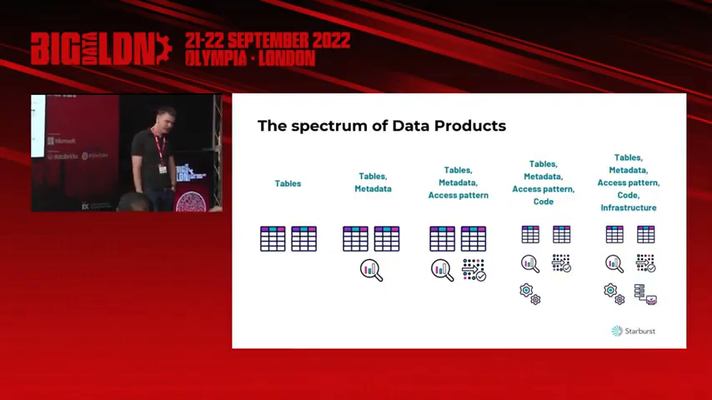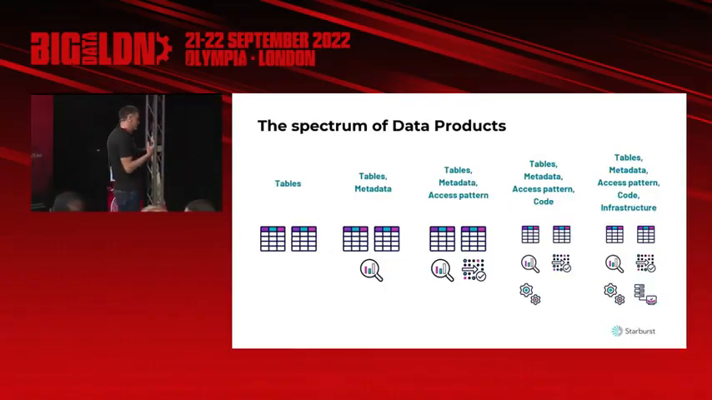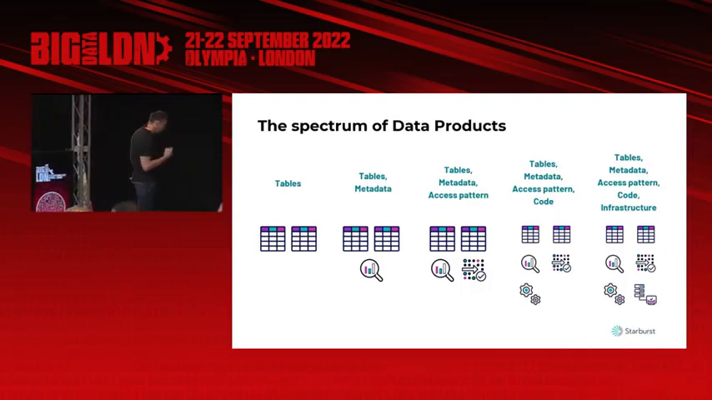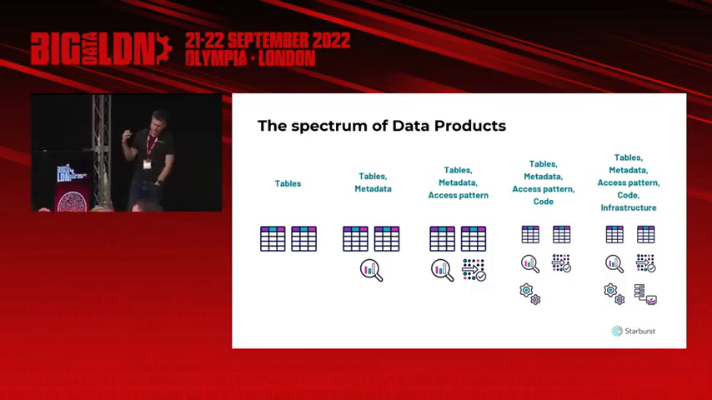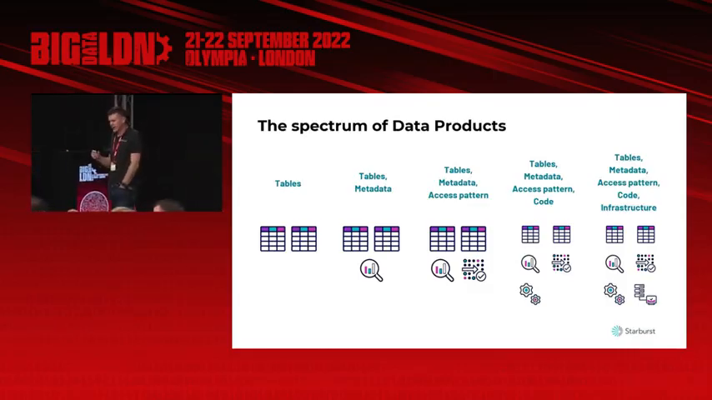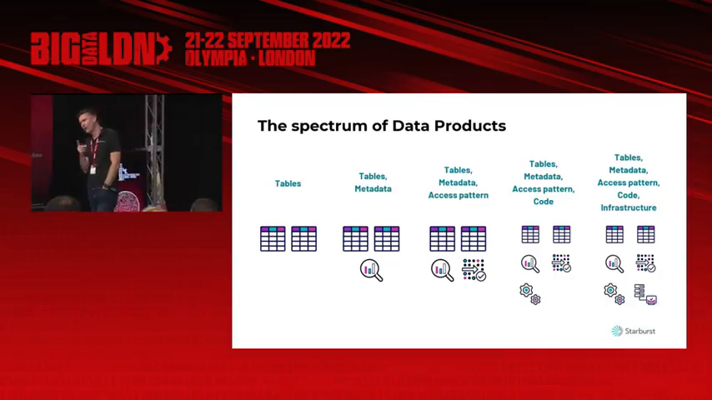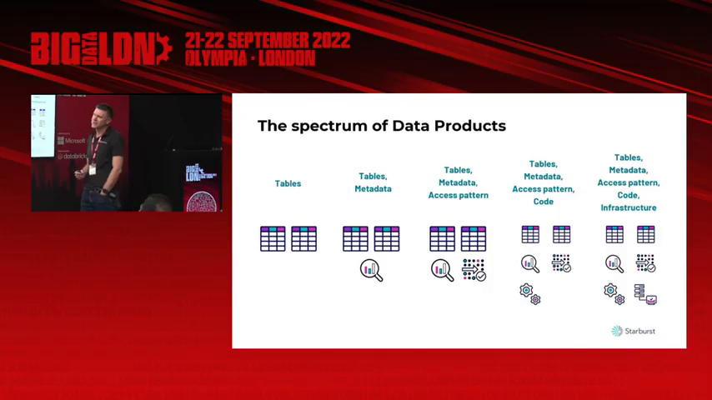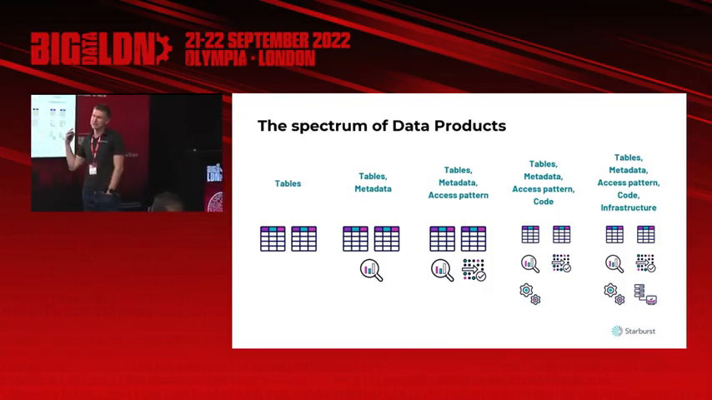So this is what I consider to be the spectrum of data products. Now, there's probably more, but what I mean by this is, when I talk to organizations and consulting companies, when I look around the hall and go to the booths and see how they're positioning data products and data mesh, these are broadly the categories that I see.